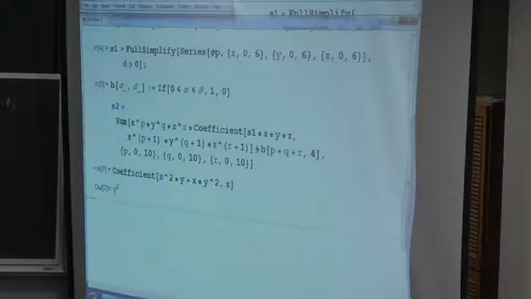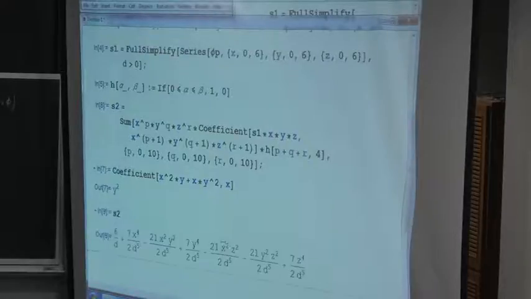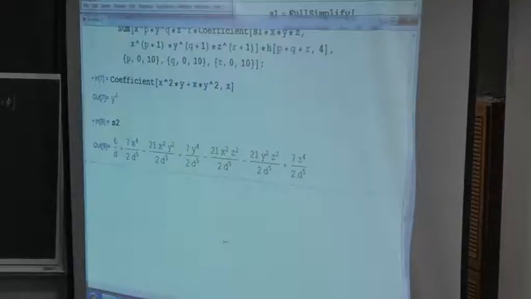So let's see what this thing does. It's going to take some time to run this probably. It's running S2. Let's see what my S2 looks like. Now this is my S2, nice simple form. It has separated out terms of x5, x2, y2, y4, x2, z2. So it has simplified and truncated my series to the terms that I desire. These are just mathematical tricks that I play.